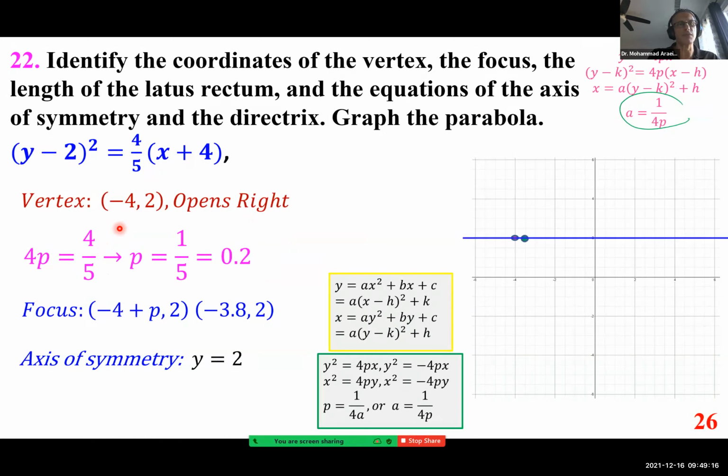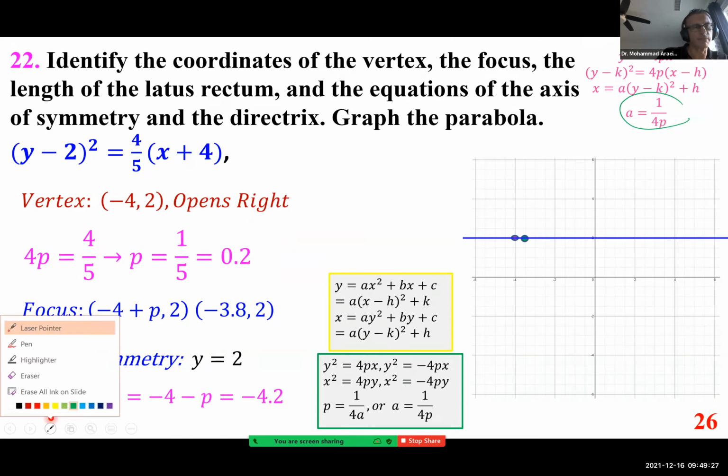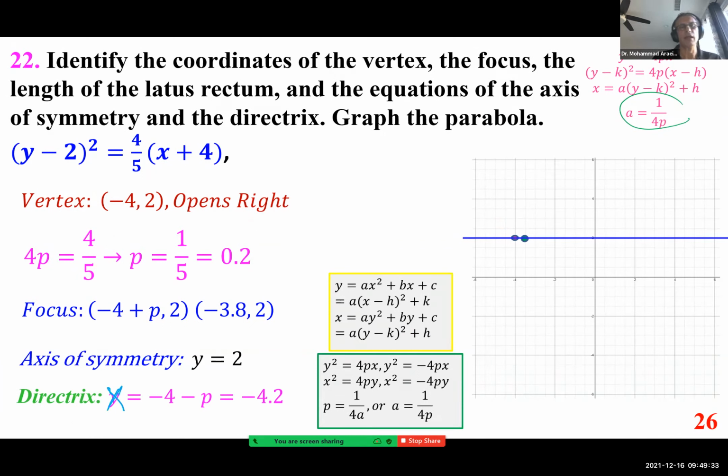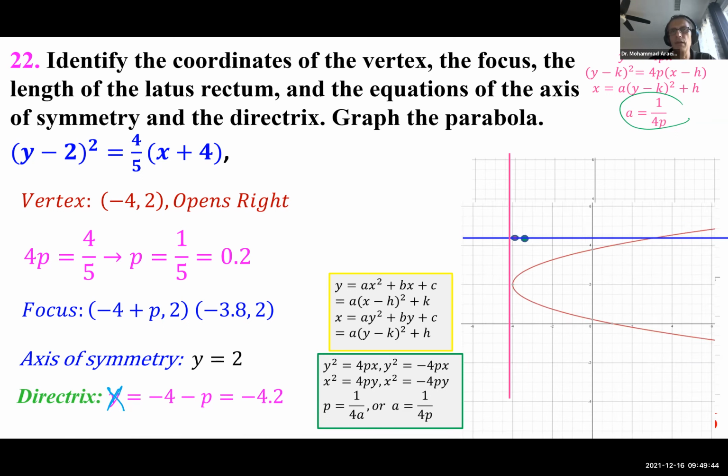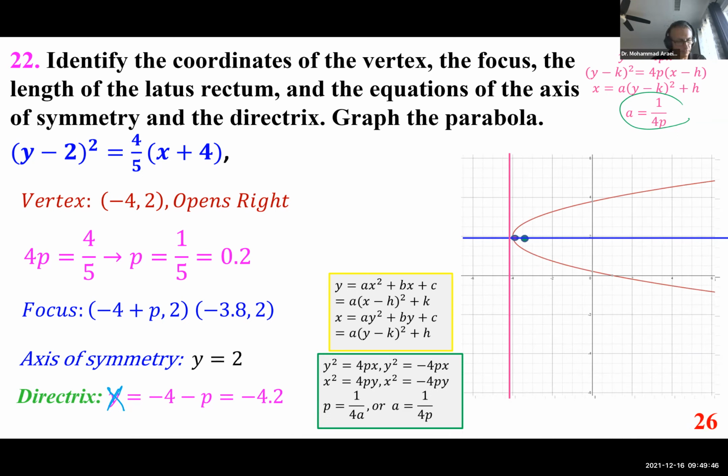We're going to subtract this from the x coordinate, which is -4, minus this number. And therefore, x equals -4.2 is the directrix. Put them all together. You have the graph.